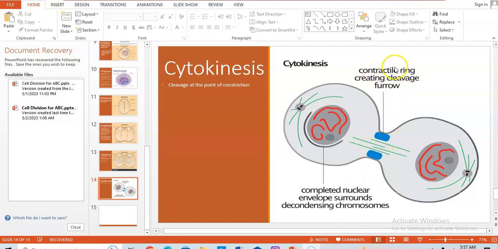So what happens here? There's a contractile ring that will exist at the point of cleavage, which is at the constriction. This contractile ring is what will cause the cells to cleave. There will be a cleavage at this point of constriction, so that the cells become separated. So you have two identical daughter cells here. Alright, so that's it for this cell division.